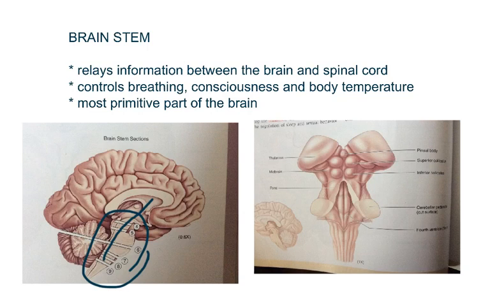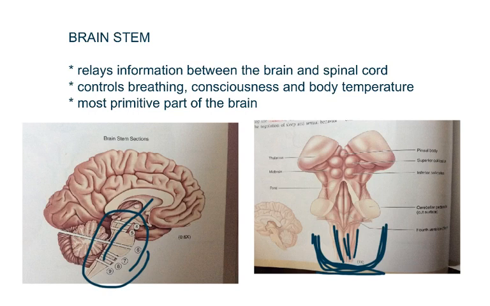You can see it over on this second picture over here. So we have our brain stem, that comes through here, and you can actually see where all the fibers are running down that will eventually attach onto the spinal cord. So it controls breathing, it controls consciousness, it controls body temperature, so it's quite important. And it's the most primitive part of the brain.